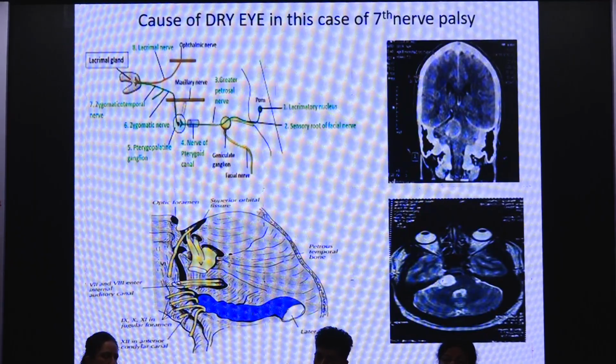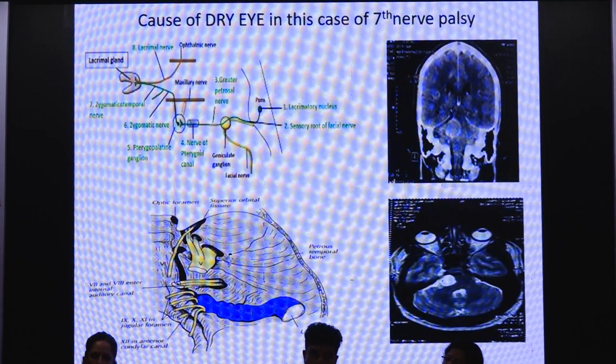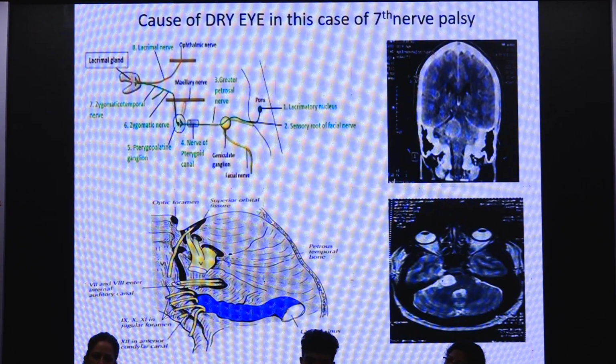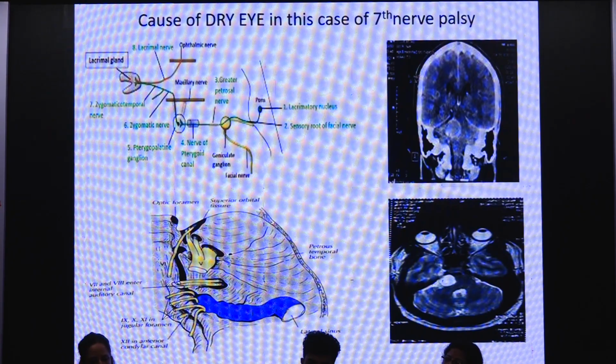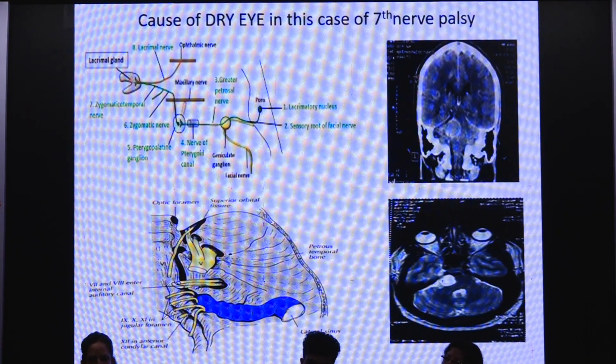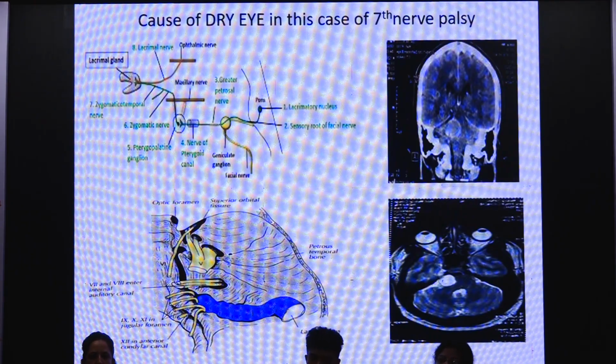So this test will help us in differentiating whether it's a Bell's palsy, which is because of the involvement of the seventh nerve when it comes out from the stylomastoid foramen. So the secretomotor fibers leave before the nerve comes out from this foramen. Hence, it's not involved, and you won't get any dryness of the eye.